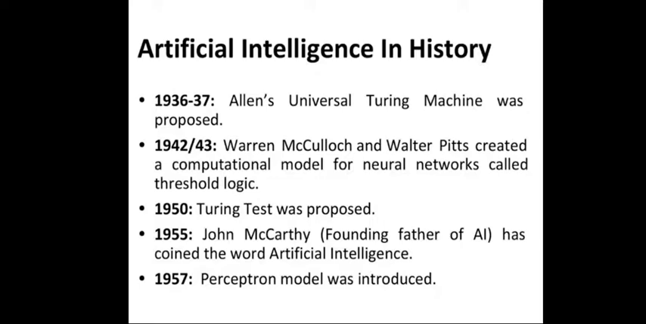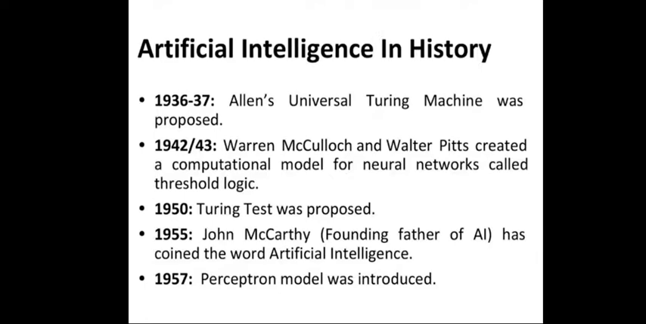In 1955 the formal name artificial intelligence came up. This name was given by John McCarthy, the founding father of artificial intelligence, who coined the term. In 1957, the first model was introduced, which is again an artificial neural model. The difference here is just the activation function. The model is based on ANN with a binary linear activation function.